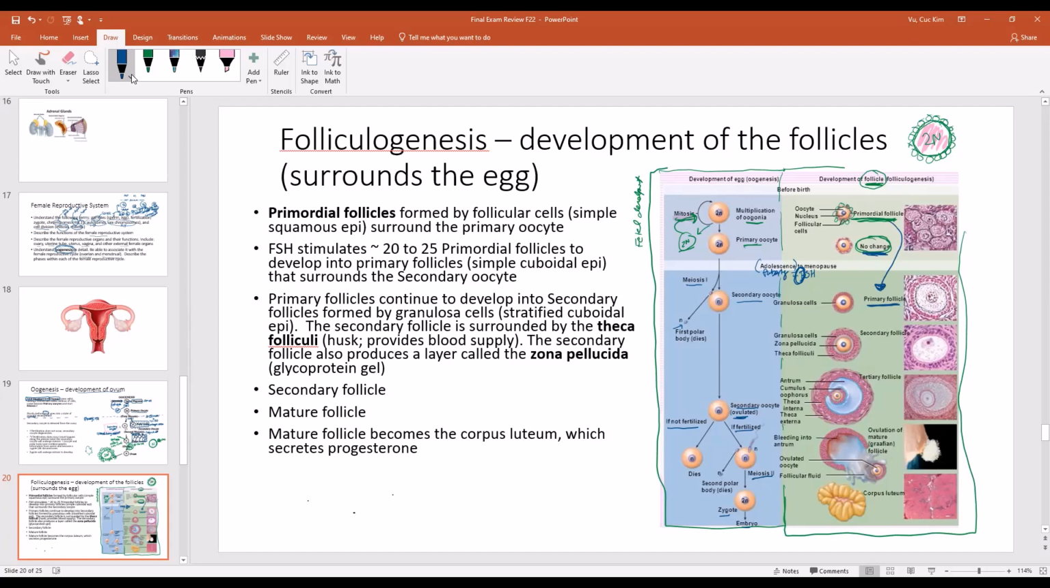True or false? A secondary oocyte is surrounded by primordial follicles. False. Correct. Did everyone understand her answer? What was the question? True or false? A secondary oocyte right here is surrounded by a primordial follicle.